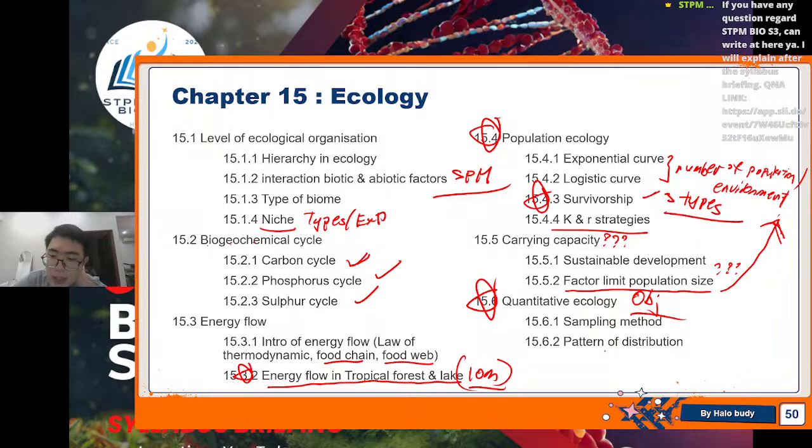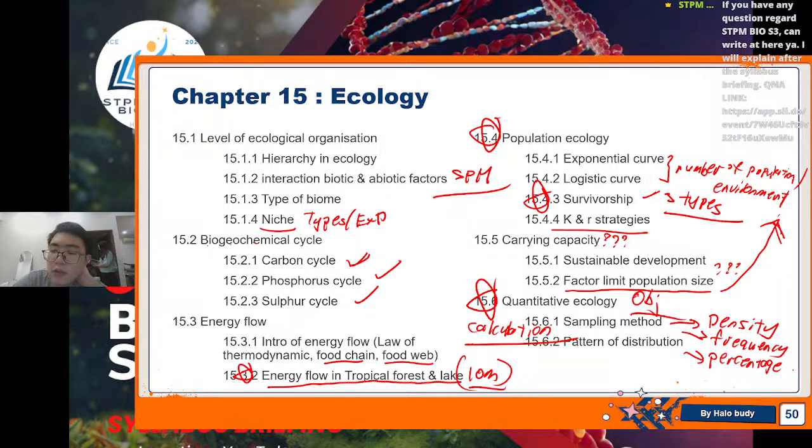Next, sampling method and pattern of distribution. I think you already learned this in SPM also. So what will you learn? Density, the calculation topic. This is under calculation, since Biology in semester 3 has calculations. For the density of plants, you will know density, frequency, percentage coverage. Then we have relative density, relative frequency, and relative percentage coverage.